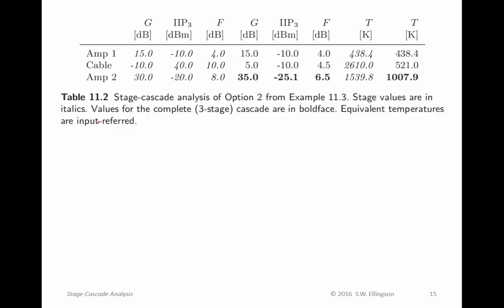So here's a stage cascade analysis. This is the one where we have an amplifier, cable, and then amplifier. So this is the one where the cable goes in the middle. And this is a very typical way to display the results. So here I'm showing the gain, input third order intercept point, and noise figure for each stage. I'm also indicating here the cascade results. So this is the cascade gain, third order intercept, and noise figure. So here the cascade results are the same as the stage results because the cascade consists of only one stage.